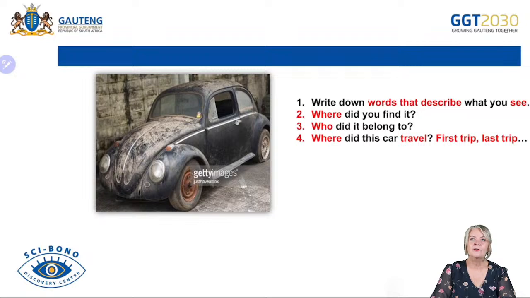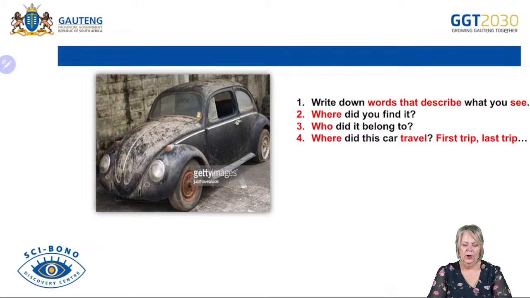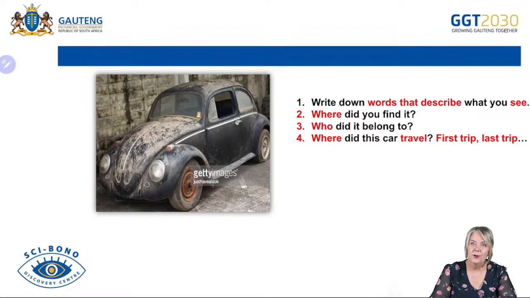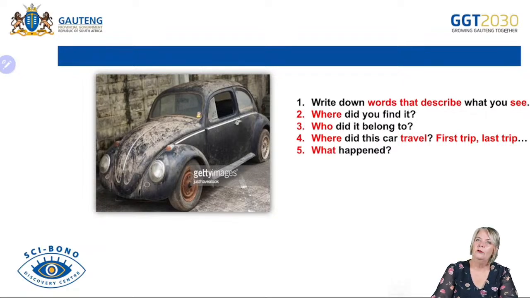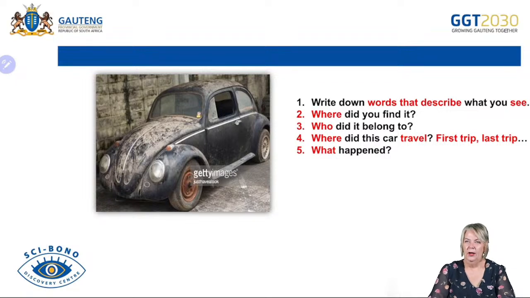Where did this car travel? You see how we get another layer. Where did this car travel? What was its first trip? Perhaps you want to describe the last trip. Who knows? That is yours. And that is where your creativity comes in. And then you can also elaborate further. You can also ask, so what happened?